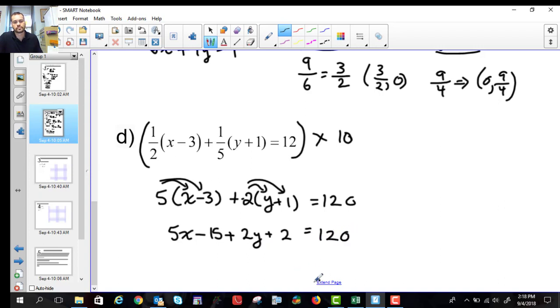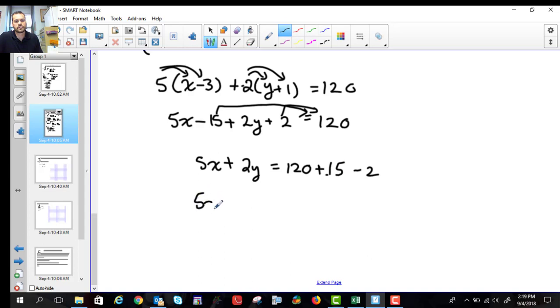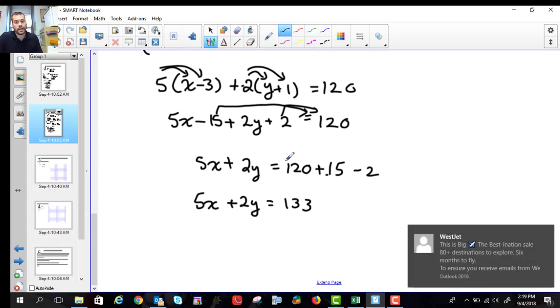And then I'm going to just bring my 15 over and my 2 over. So I'm going to have 5x plus 2y is equal to 120, and then plus 15, and then minus 2. So 5x plus 2y is equal to 133. And if you look at that, it's in our form again, ax plus by equals c.